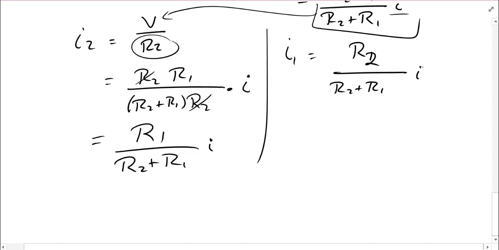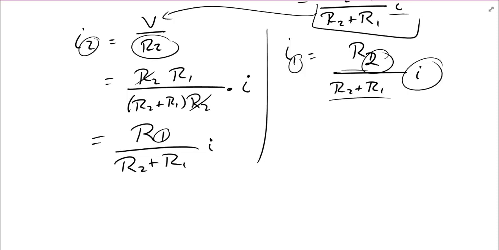Notice something very, very similar to the voltage division principle. We have a resistor divided by the sum of the resistors multiplied by an input. In this case, it's the current. In the previous case, it was the voltage. One major difference, and a brief blip that I made there, is that R2 is used to find I1. R1 is used to find I2. In the voltage division principle, R2 was used to find V2, and R1 was used to find V1.